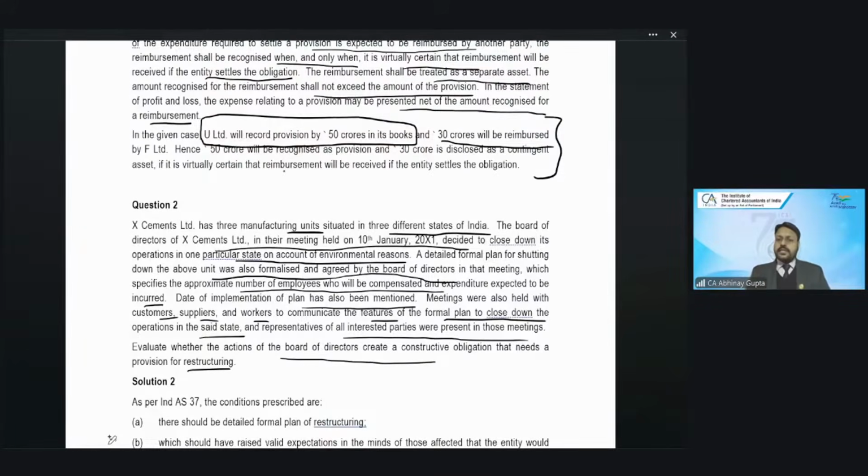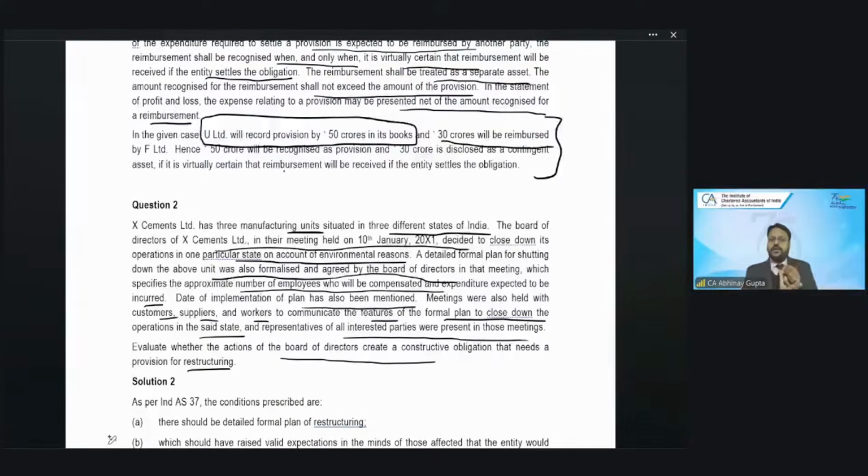Now, in this case, the board of directors have conducted a meeting, that is the board meeting. In the board meeting, they have approved the restructuring plan, and the restructuring plan is to close down one of the cement factories, right? They have identified the list of the employees, customers, and suppliers who will be affected by this shutting down of the plant. They have conducted a meeting with those customers, suppliers, and workers as well. All of them were present in that meeting, and they have communicated that we are going to shut down this factory, and hence customers are advised to make their alternative arrangements for their purchases of cement from alternate suppliers.